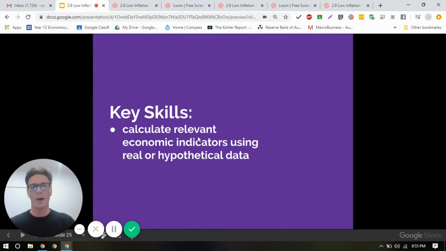Now, the dot point is calculate relevant economic indicators using real or hypothetical data. We're obviously calculating inflation rates because we're looking at the goal of price stability, but this dot point could apply to the full employment goal, where you'd have to calculate the labour force participation rate, unemployment rate, the underutilisation rate. It could also apply to the strong and sustainable growth goal, where you'd have to calculate the rate of growth in real GDP.